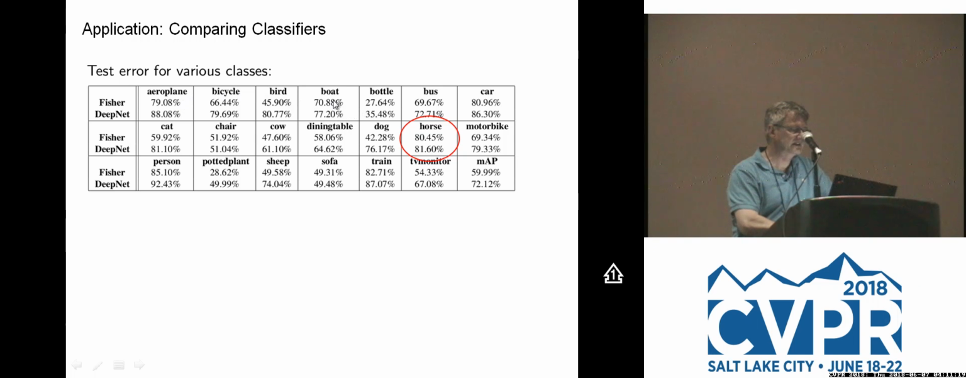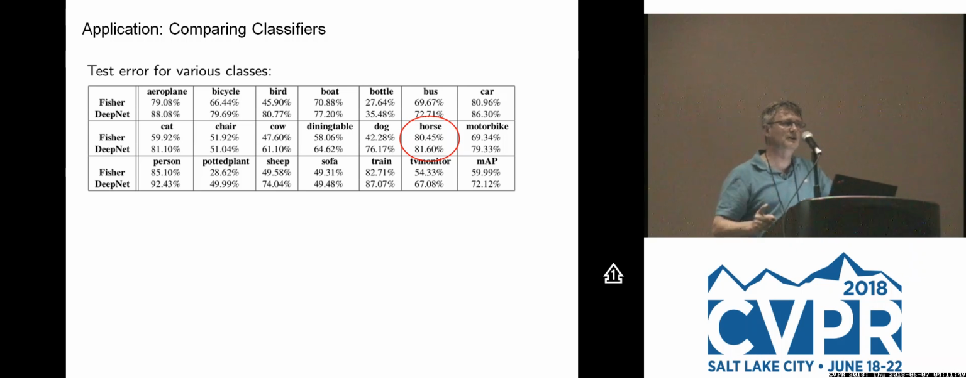Same with boat. And then there's some innocent-looking class, which is the horse class. If you look at the generalization error rates of both models, they don't differ much. I mean, this is not statistically significant. So in this case, your models are almost comparable. This is what the generalization error says.